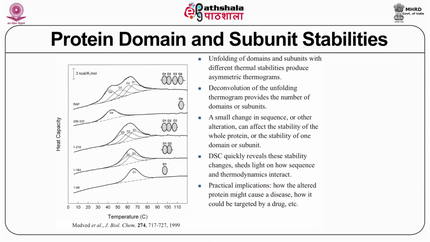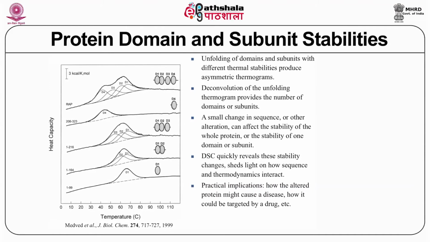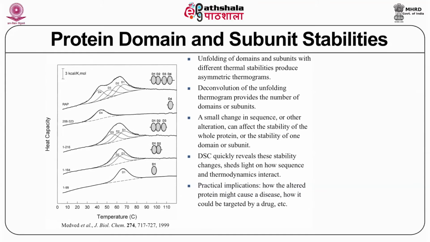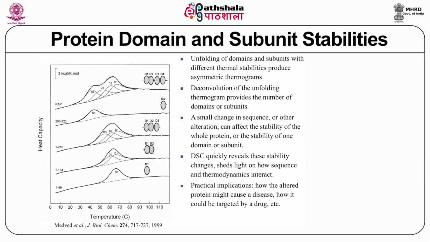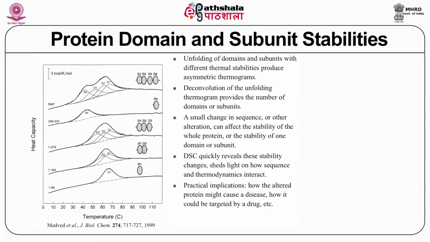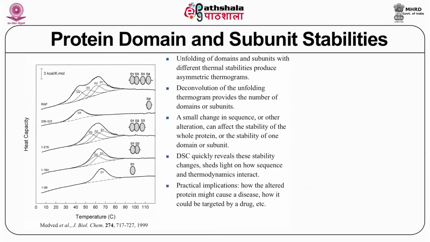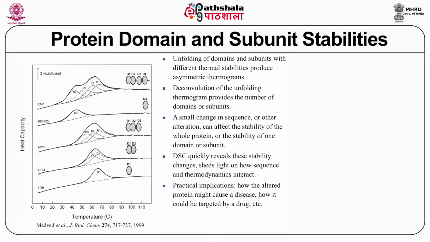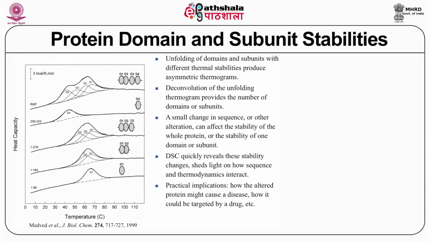So, the practical implications of this experiment are how an altered protein might cause a disease, or how one can target a drug or any ligand or any therapeutic molecule. So, understanding how many domains there are and how domains interact is one characterization which you can do from the DSC.